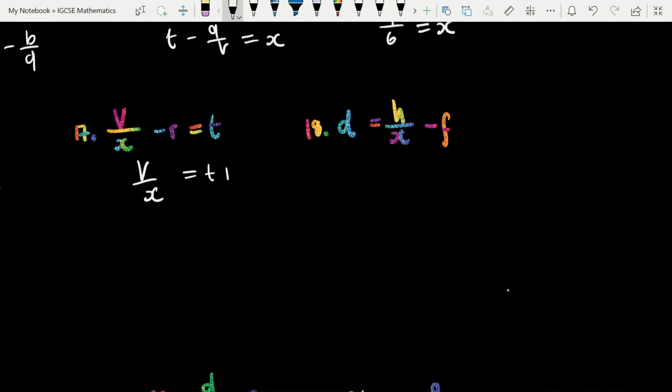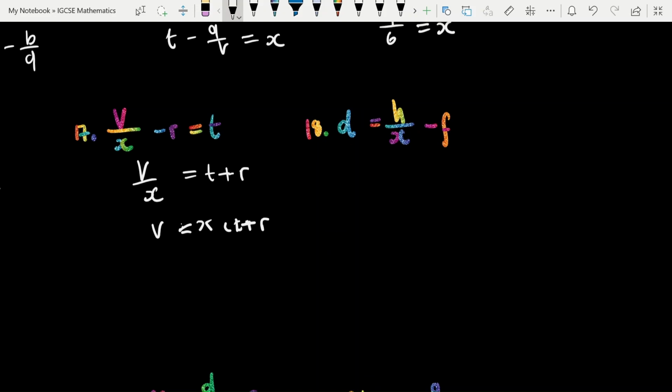So it's equal to t plus r. Okay, r is now adding. Then now I can now split my fraction. How? By taking the denominator to the other side. So v is equal to x. v is equal to x multiplying t plus r.